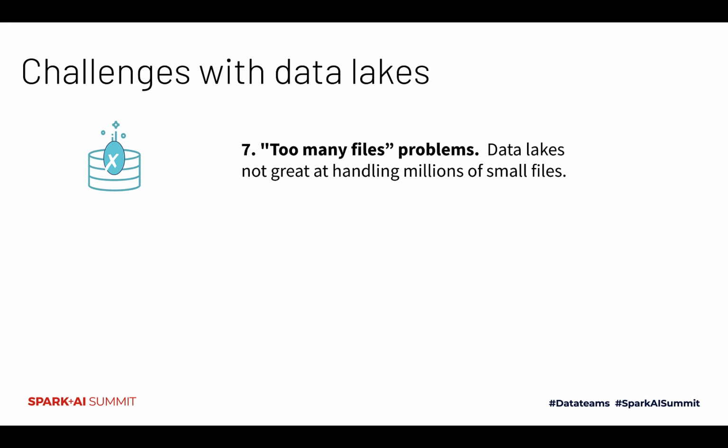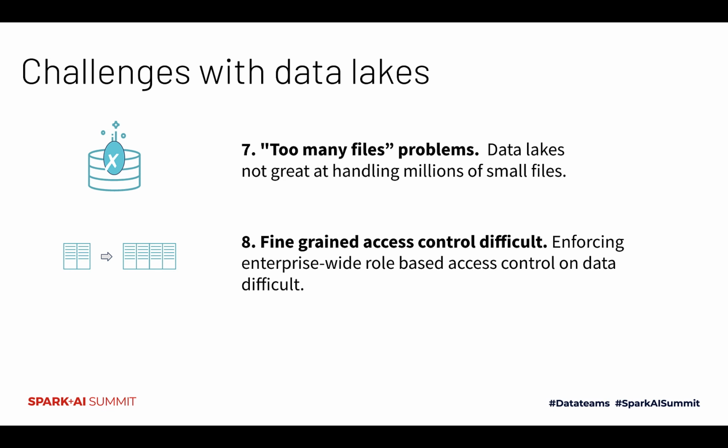If you're building a data lake, one of the biggest, most common problems and a total performance killer is what's known as the too many small files problem, where your data lake has constantly been appended to, and you end up handling millions of small files, killing the overall read throughput of your queries. Another big challenge that people who are building data lakes have to deal with is fine-grained access control. I want to be able to have access control on rows and on columns. How do we do this in an enterprise way?